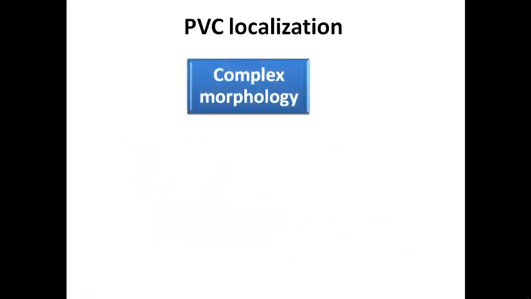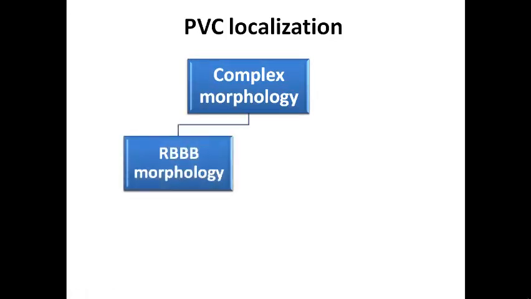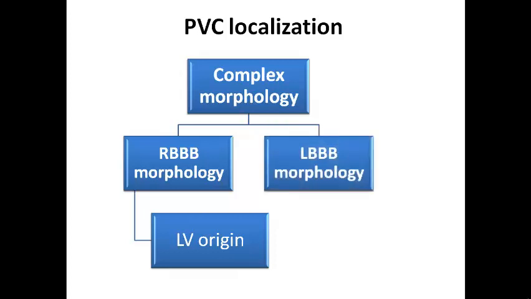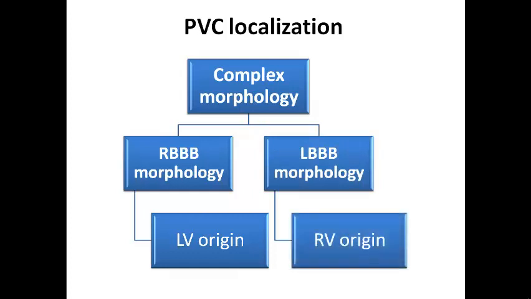Then, in order to decide whether they are right ventricular or left ventricular, we look at the complex morphology. If it is near to the right bundle branch block morphology, it is coming from the left ventricle, and this explains that if it is coming from the left ventricle, it would give a pattern of right bundle branch block. And if it shows left bundle branch block morphology, I could expect that it is coming from the right ventricle and going towards the left ventricle, and this could explain why it shows left bundle branch block.